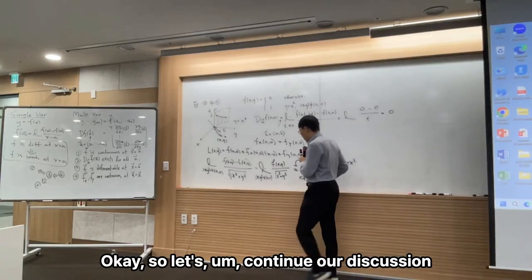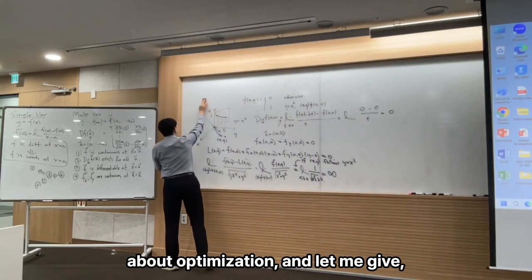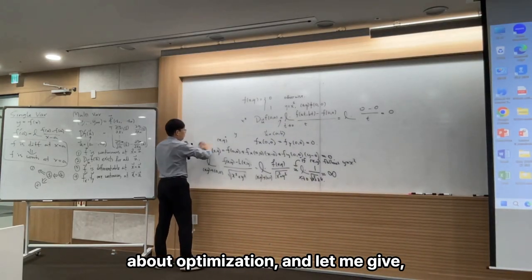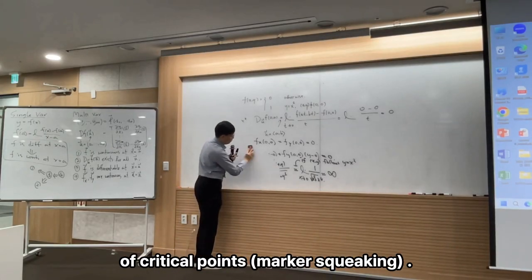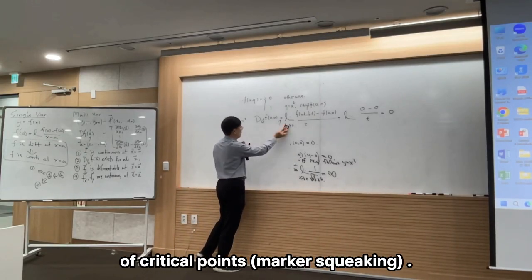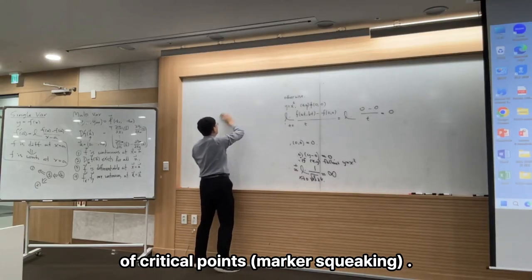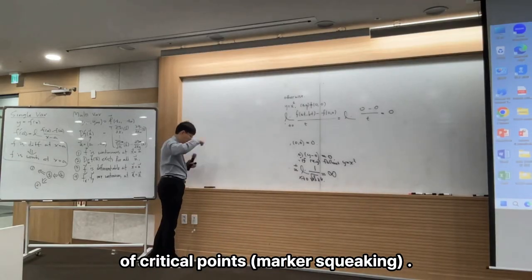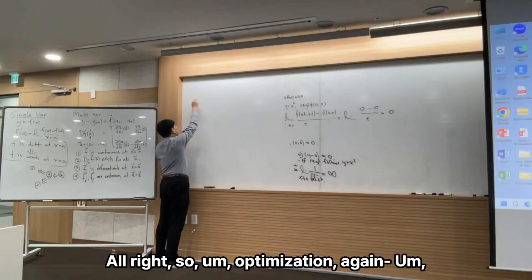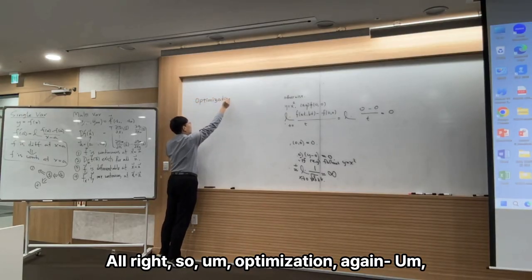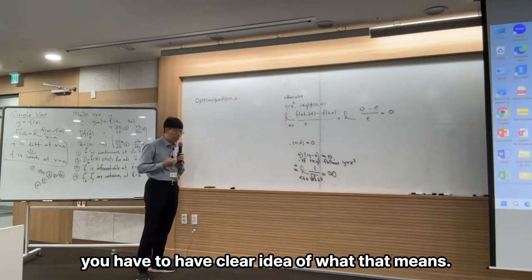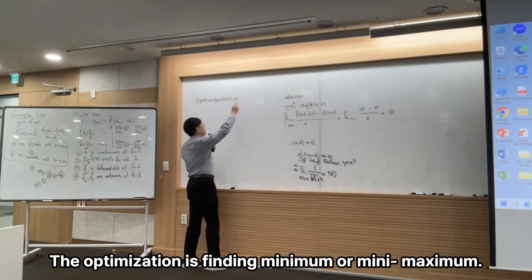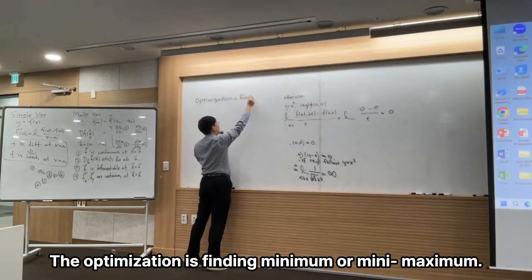Okay, so let's continue our discussion about optimization. Let me start from the definition of critical point. All right, so optimization. Again, whenever you see any words, you have to have a clear idea of what that means. Optimization is finding the minimum or maximum.